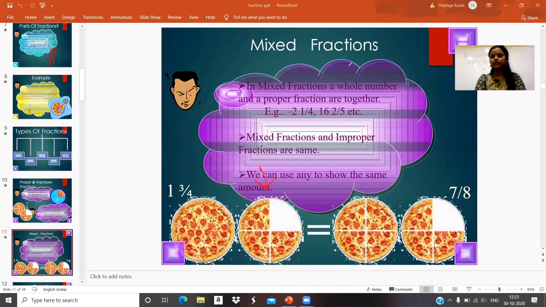So three things we have learned today. The first one is the proper fraction, the second one is the improper fraction, and the third one is the mixed fraction. Moving ahead, we have one more thing in the fraction, that is the conversion from mixed fraction to improper fraction and improper fraction to mixed fraction.